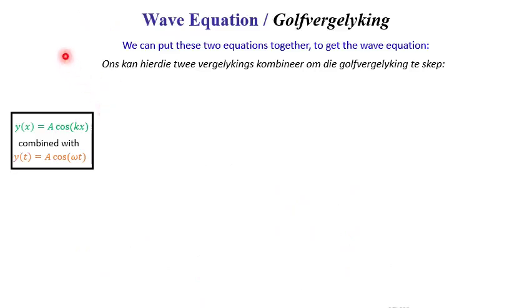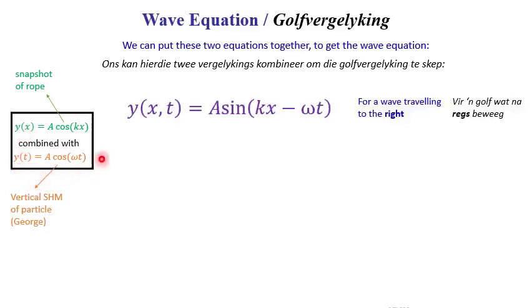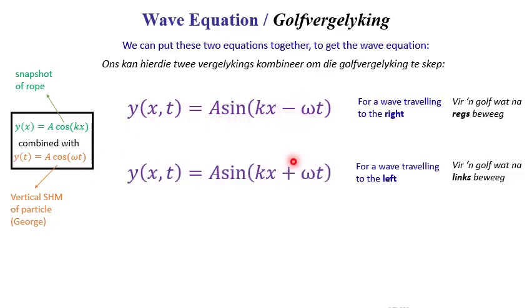The wave equation, the climax of the lecture. So you should recognize this over here as a snapshot of the rope, y as a function of x, whereas this is y as a function of t. You should now recognize it as the simple harmonic motion of a rope particle. We can combine these two equations to get the wave equation, y equals A sin(kx minus omega t). The minus is for a wave traveling to the right, and we have a plus for a wave traveling to the left. I'll give you an intuition about why this is a minus for the right in a few slides' time. But let's just make sure that we can explain to our grandmother what this equation means.